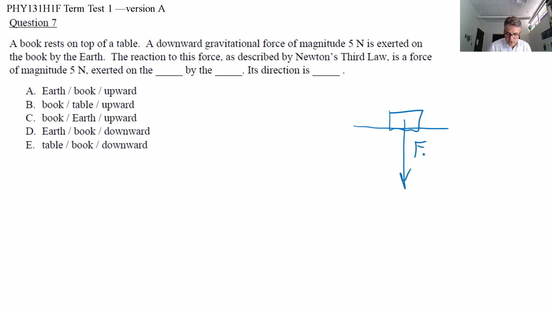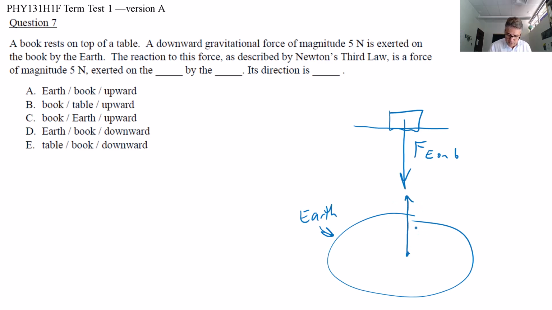So this is the force of Earth on book. If this is the old Earth down here, then Newton's third law states that it must be equal and opposite to the force of the book on the Earth. So it's exerted on the Earth by the book, and its direction is up. So Earth, book, upward. I choose A.